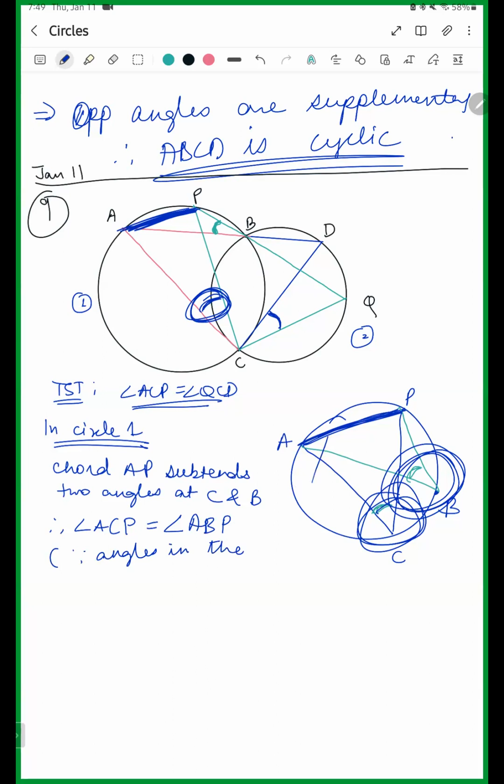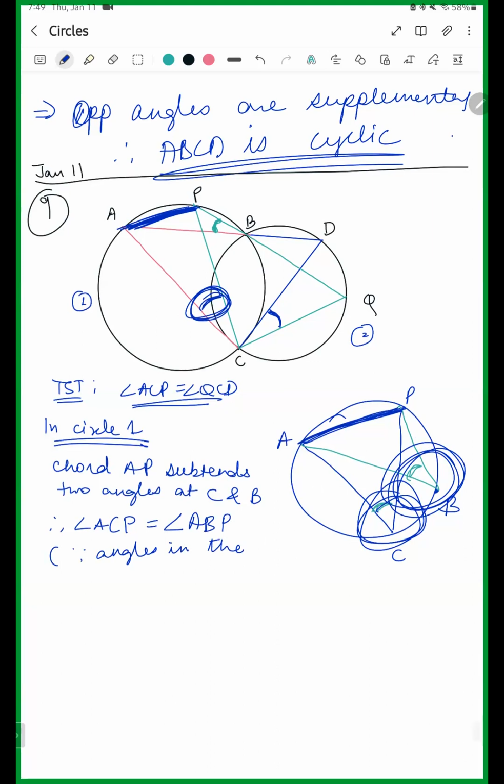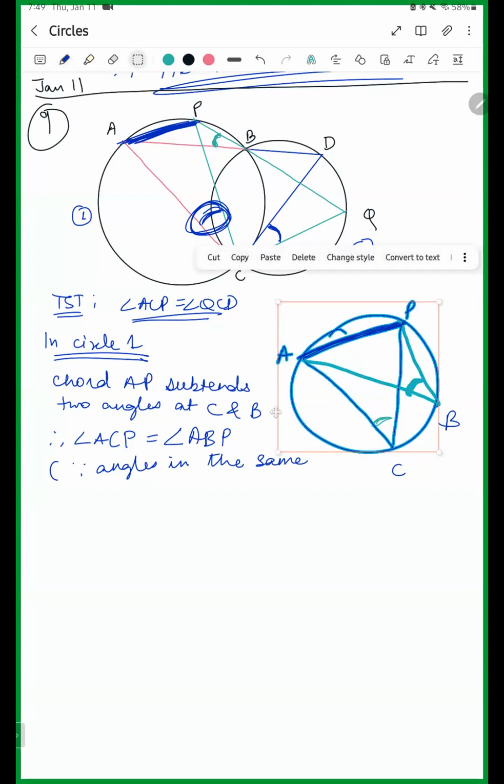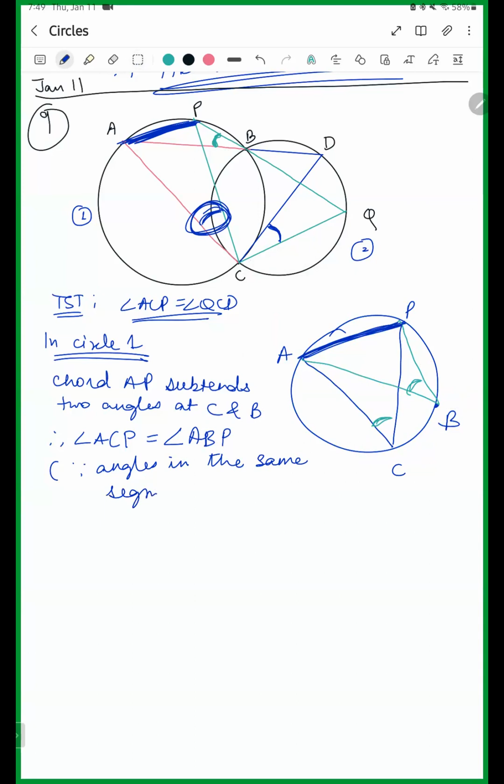Same segment means this entire portion is a segment of the circle, right? We have already discussed this in the previous class. If any of you have missed any of the classes, I would suggest you go through the recordings before you come to the next class, so that you won't be all lost. Angles in the same segment are equal.